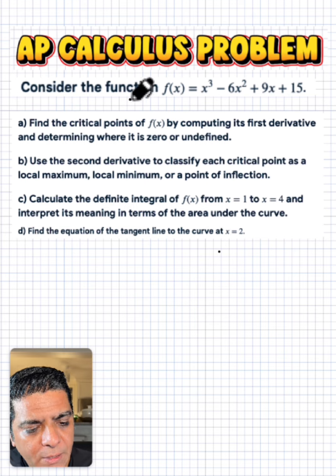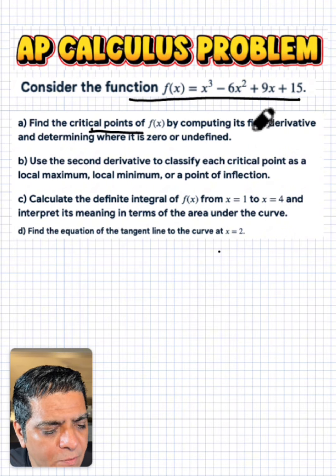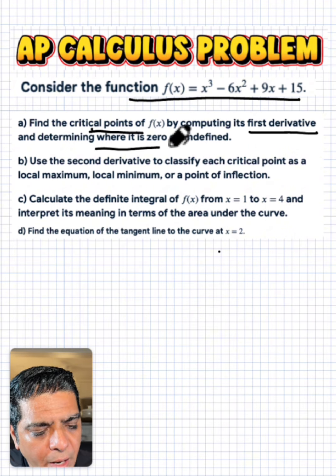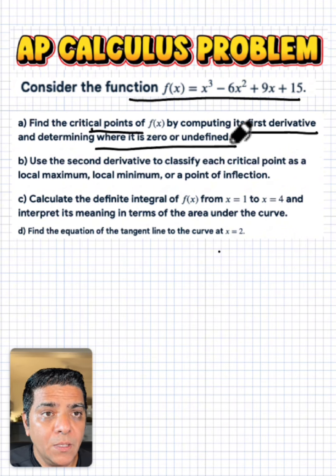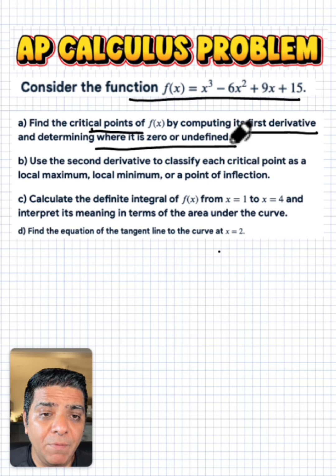All right. So what is given is, consider the function. Find the critical points of the function f(x) by computing its first derivative and determining where it is 0 or undefined. Okay, great. So the derivative of a function is basically the slope of the function at any given point.